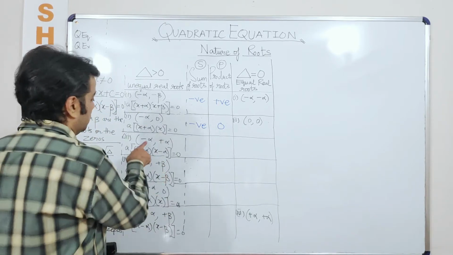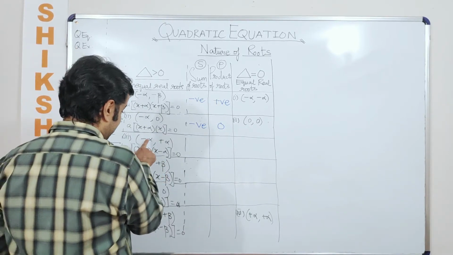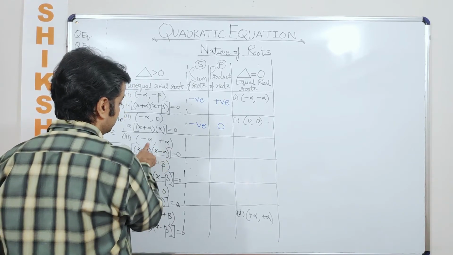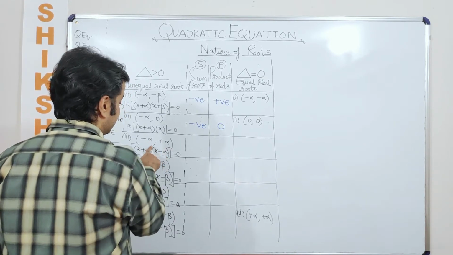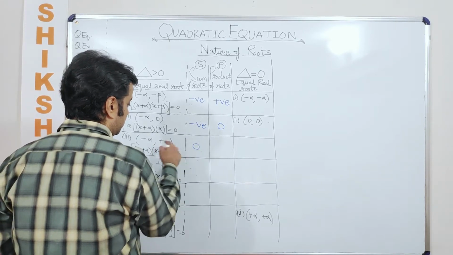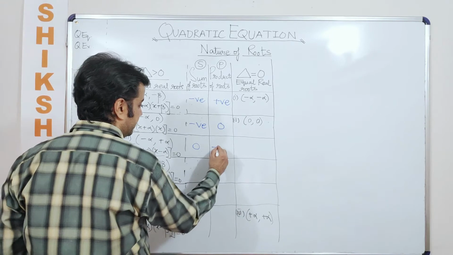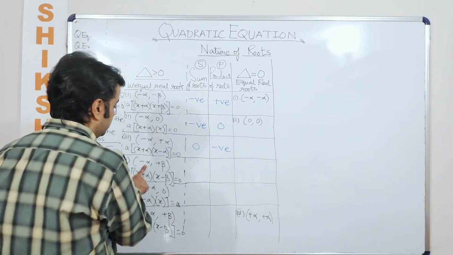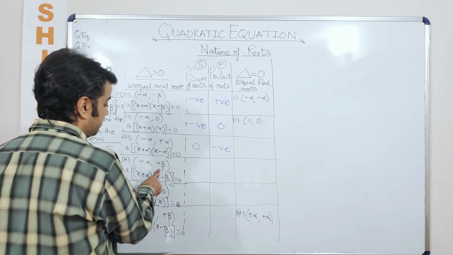Correct? Now if one root is minus alpha and the other root is plus alpha, that is, minus 1 and plus 1, in that case the sum will be what? 0. What about the product? The product would be negative, right? What about if one root is negative and the other root is positive?